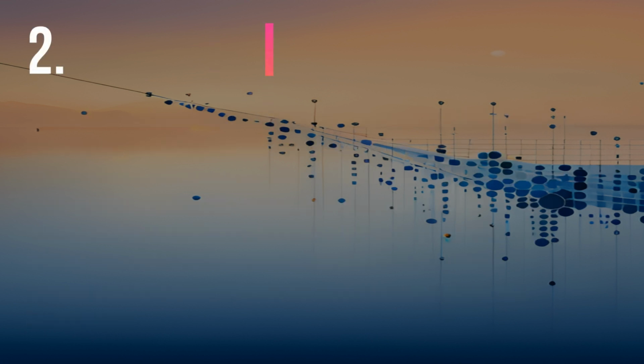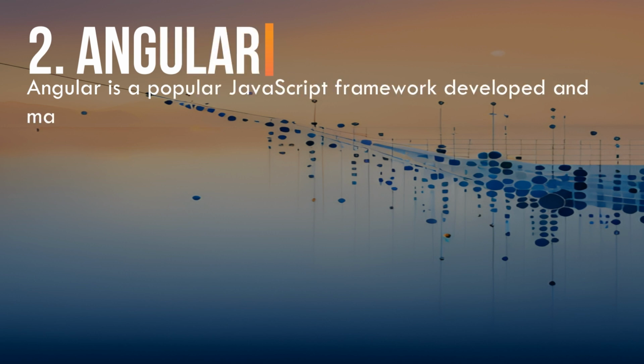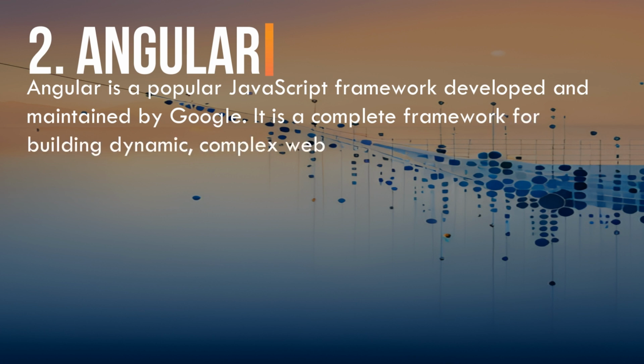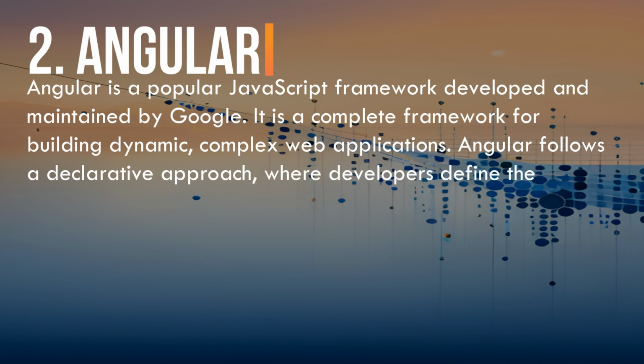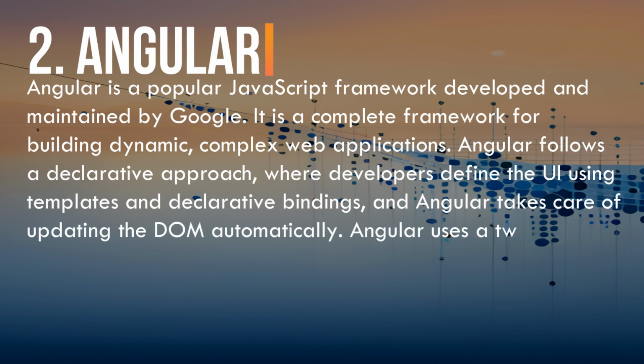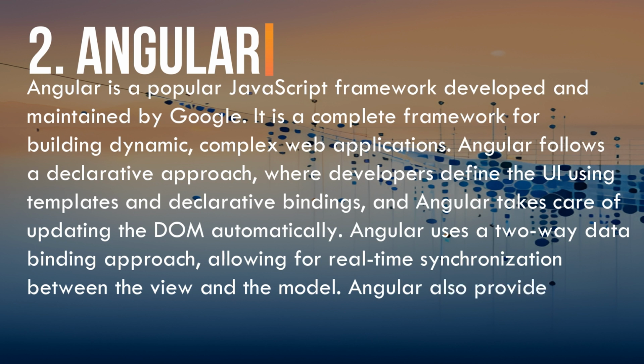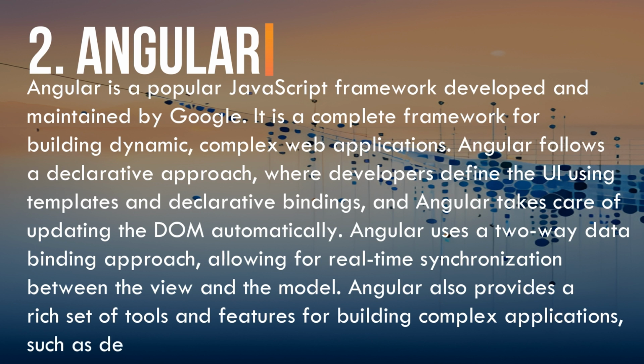2. Angular. Angular is a popular JavaScript framework developed and maintained by Google. It is a complete framework for building dynamic, complex web applications. Angular follows a declarative approach, where developers define the UI using templates and declarative bindings, and Angular takes care of updating the DOM automatically. Angular uses a two-way data binding approach, allowing for real-time synchronization between the view and the model. Angular also provides a rich set of tools and features for building complex applications, such as dependency injection, routing, and form validation.